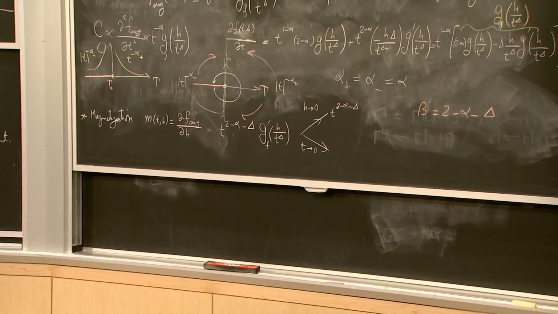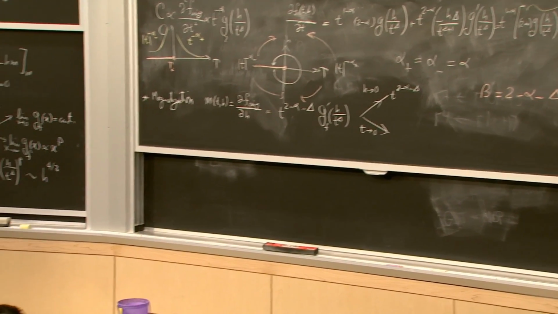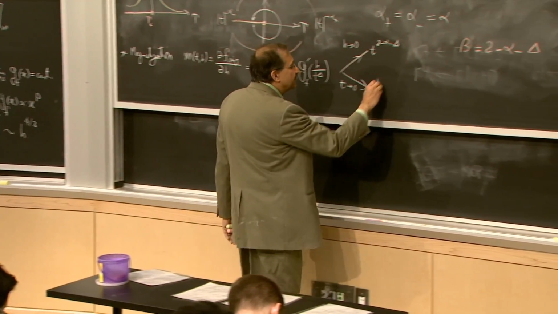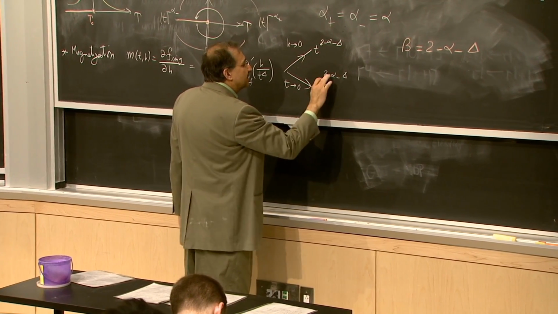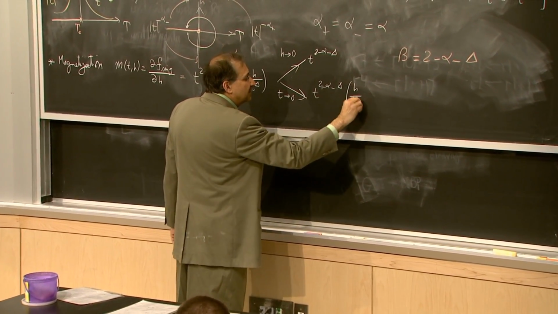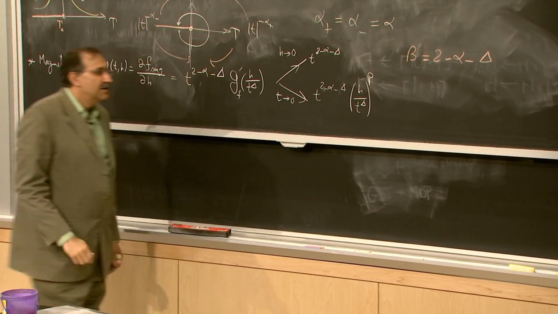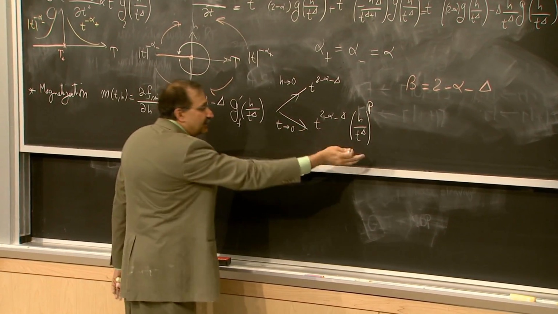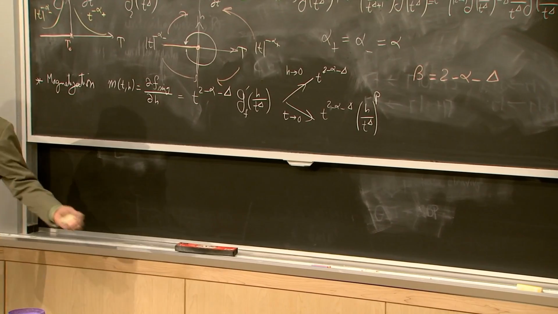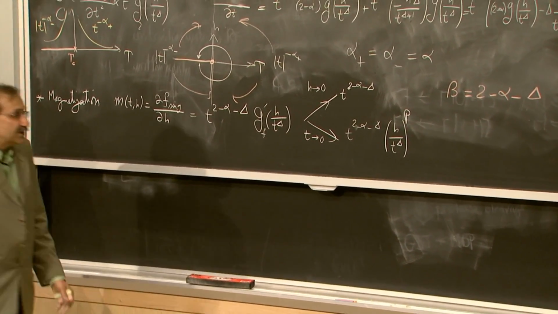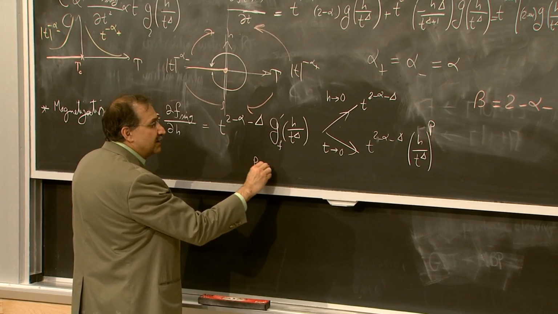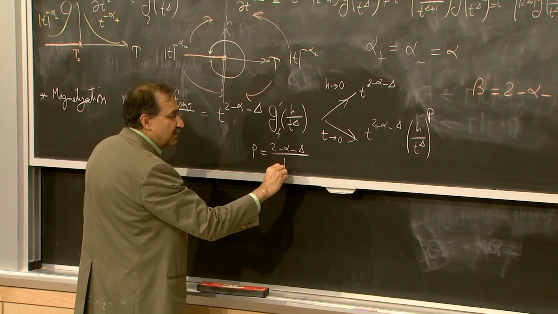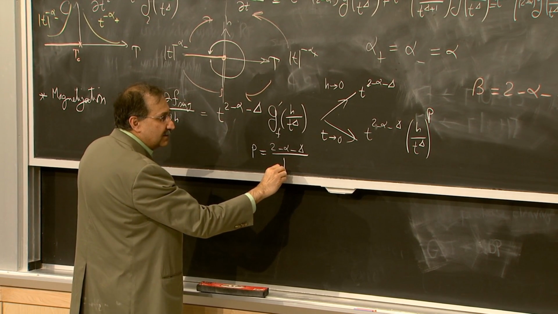So I apply the same trick that I did over here. I say that when the argument goes to infinity, the function goes like some power of its argument, and clearly I have to choose that power such that the t dependence, since t is going to 0, I have to get rid of it. The only way that I can do that is if p is 2 minus alpha minus delta divided by delta.